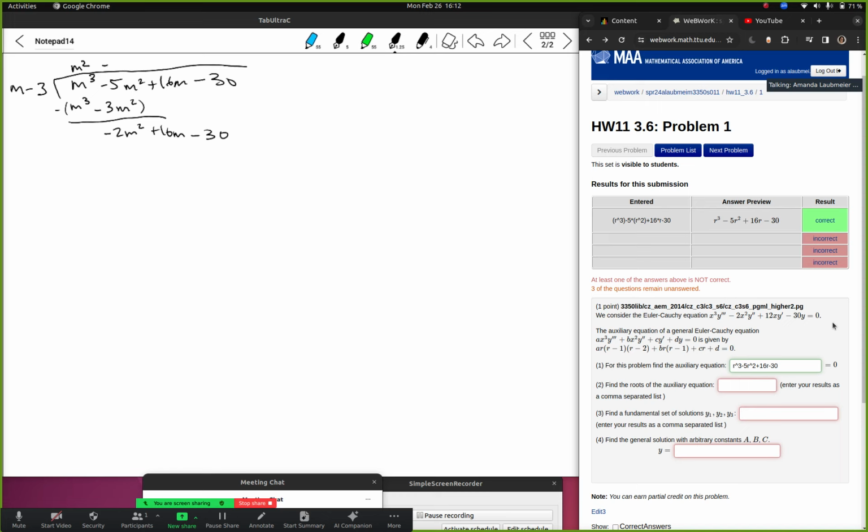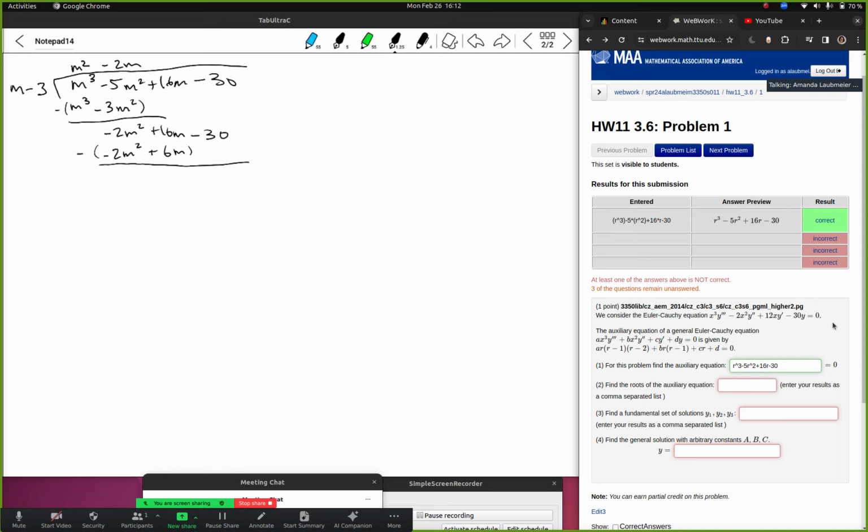So next I'm going to take minus 2m. That'll get me my minus 2m squared. Then plus 2 times 3 is 6m. And if I'm subtracting that off, I'm going to get 0.